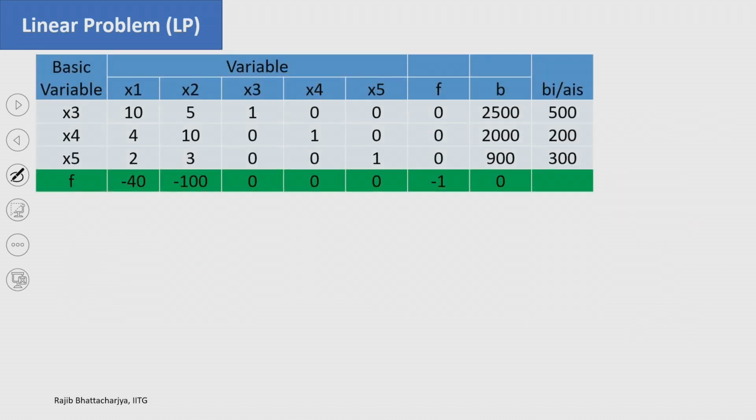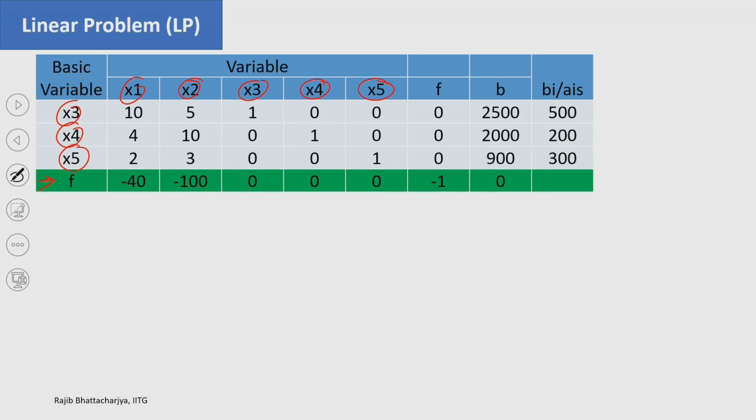So, now let us put it in the table here. I am putting it in this particular table. So, here, as I said, x 3, x 4 and x 5 are basic variables, and x 1 and x 2 are non basic variables. So, now after putting this, what is the first step? The first step is to look at the objective function row.